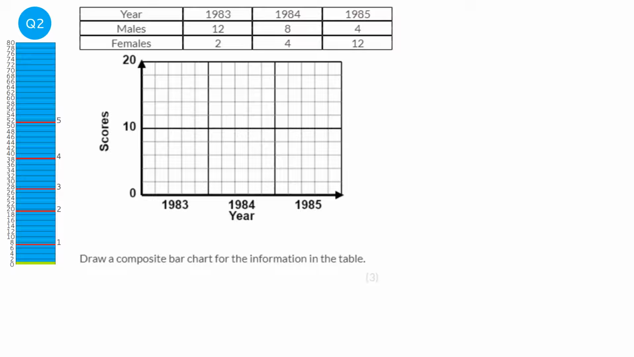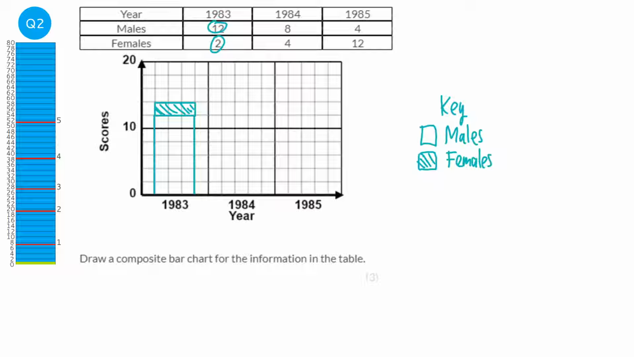So a composite bar chart is where you'll stack the bar charts on top of each other. So we're going to start with this 12 here. And so I'm just going to do a bar up to 12. And these lines go up in twos, so it would be there. And then we're going to do the females. So we've done the males, we're going to do the females. And the females is only going to be 1 high, because they're going up in twos. And we need a way of showing male or female, so what I'm going to do is just shade the female there, and I'm going to just draw a key. I'm going to say if it's not shaded, it's males, and if it is shaded, it's females.